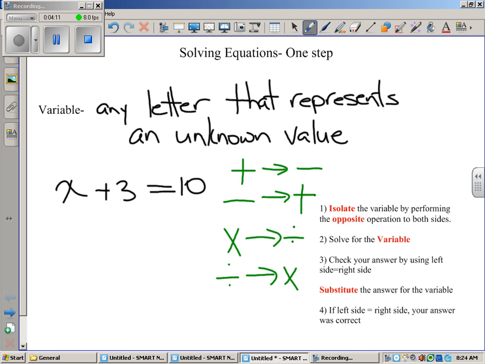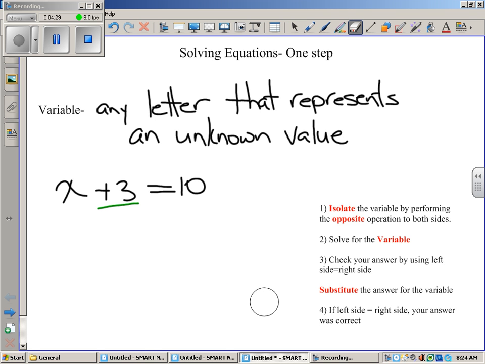When you see something like x plus 3, you'll say to yourself, I'm adding 3 here. In order to get rid of that, I have to subtract 3. And that's how we're going to solve these questions. So I'm going to do one of each. These are all one steps. We'll do them with the check. And you all did very, very well in class today with them.